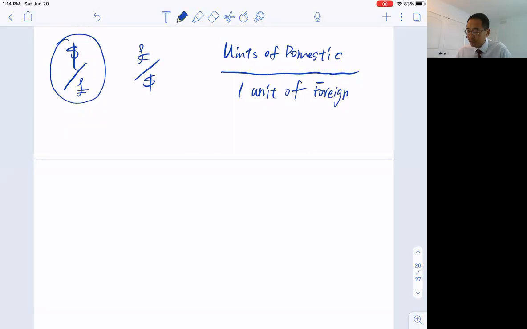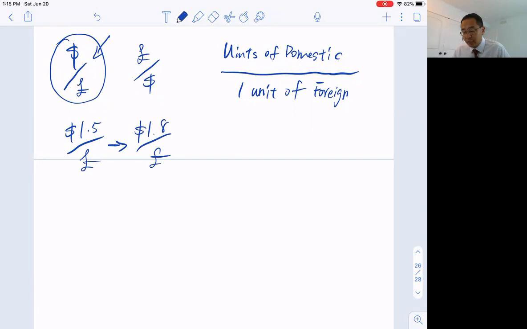So, for example, the traditional way from the US perspective is to look at how many US dollars it takes to buy one foreign currency. So if the exchange rate goes from $1.50 per pound to $1.80 per pound, has the dollar appreciated or depreciated? Think about that for a second. This is something that often is confusing to students. So this is when we say that the exchange rate has increased, because it went from $1.50 to $1.80. But even though we say it's an increase in your exchange rate, does that mean the dollar appreciated?